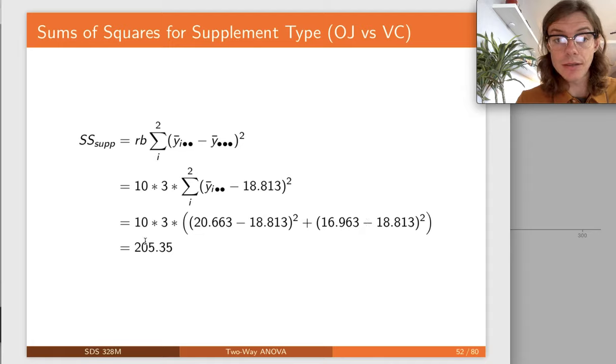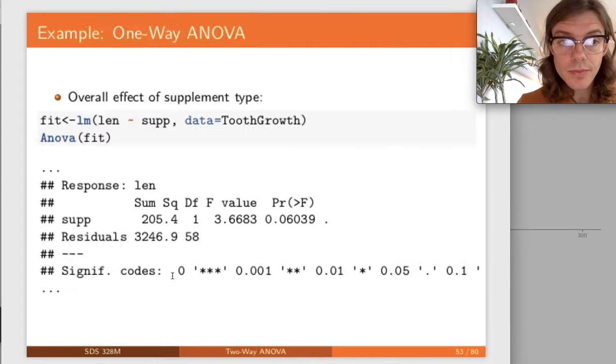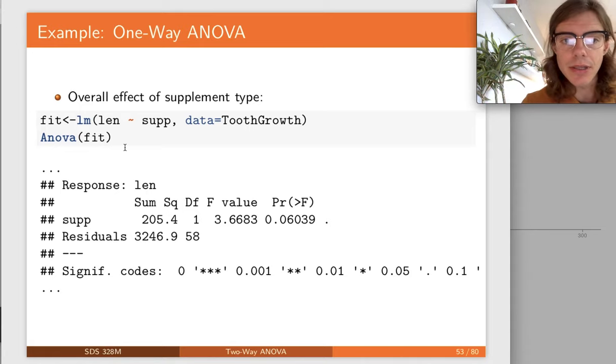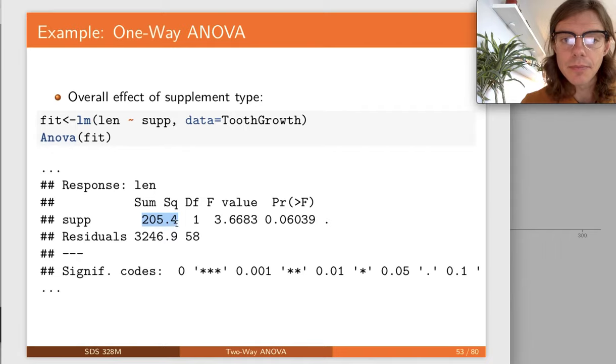You can just grab those means, and your sum of squares for the supplement type is 205.35. That's the same as what we had before. And if you were to do a one-way ANOVA, right, just looking at supplement type, hey, 205.4, right? It's going to give you the same thing we calculated by hand.